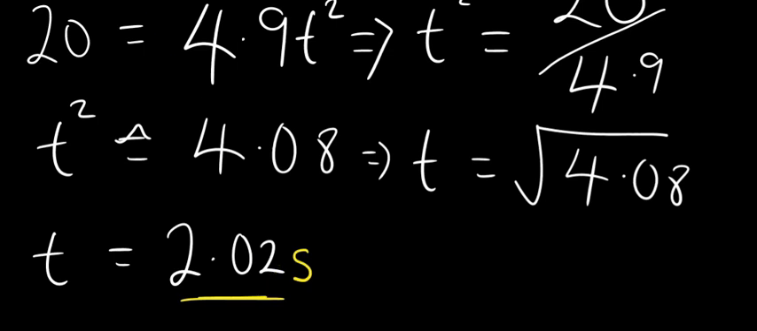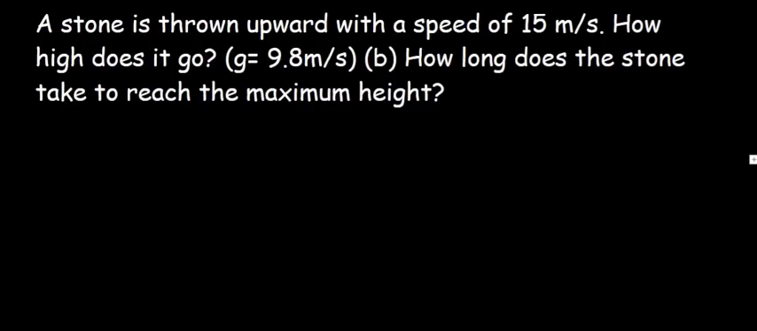All right, let's take the second question. The second question says, a stone is thrown upward with a speed of 15 meters per second. How high does it go? A stone is thrown up. So this is the floor, and the stone was thrown up.